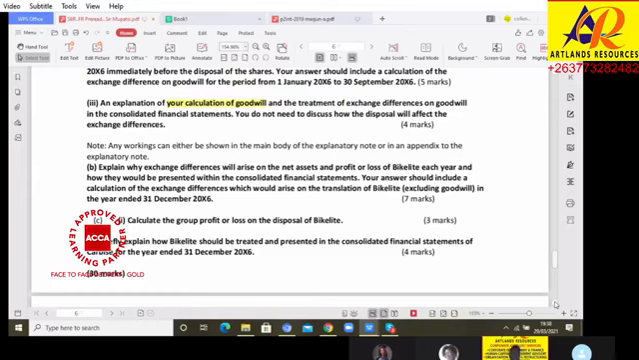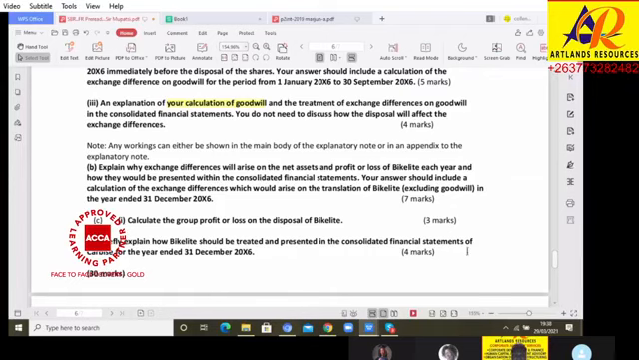B, explain why exchange differences arise on net assets and profit or loss. Explain why exchange differences arise on the net assets and the profit or loss of Bakelite each year and how they should be presented within consolidated financial statements. Your answer should include a calculation of exchange differences which would arise on translation of Bakelite in the year ended 31 December 2026. Now it's 7 marks.